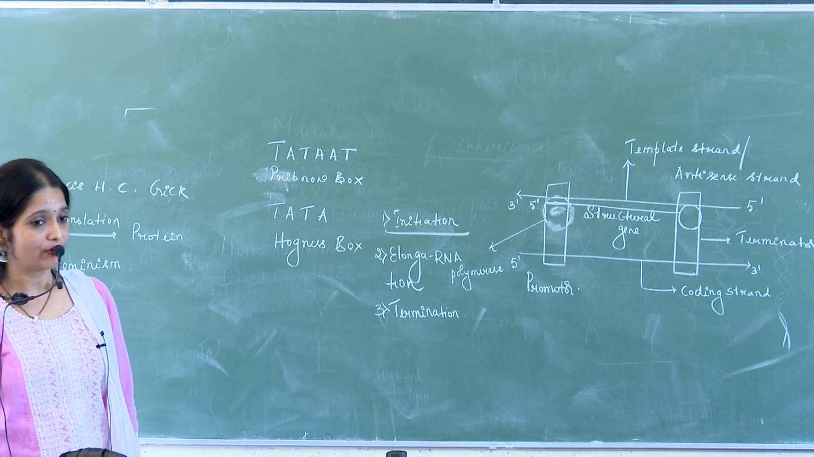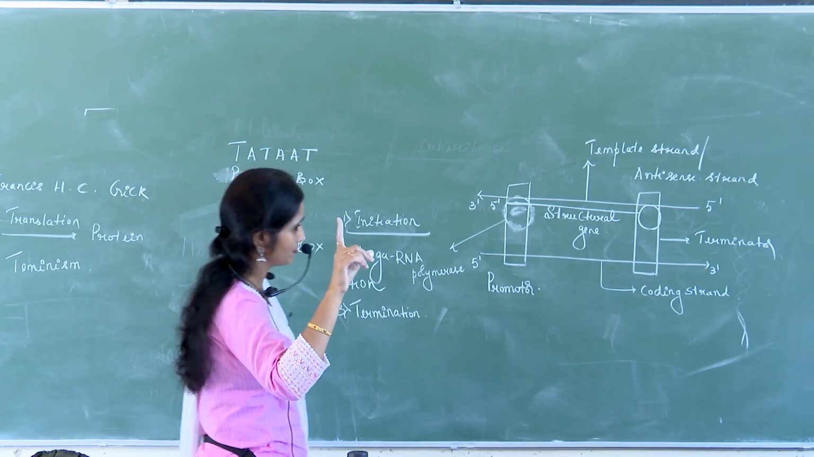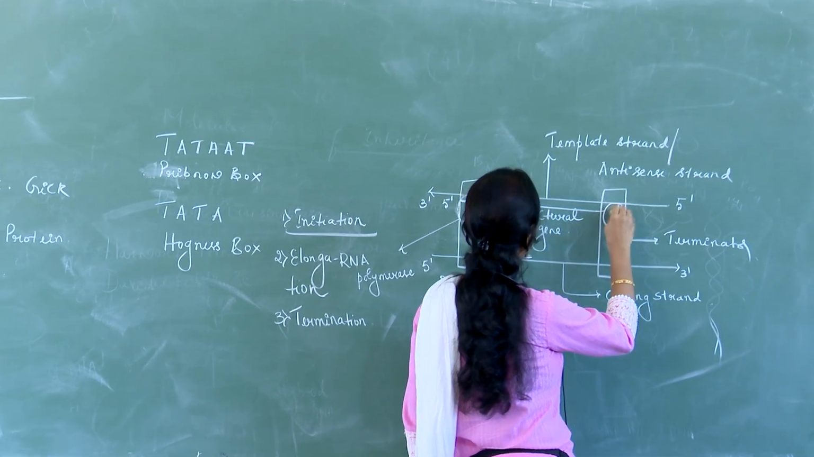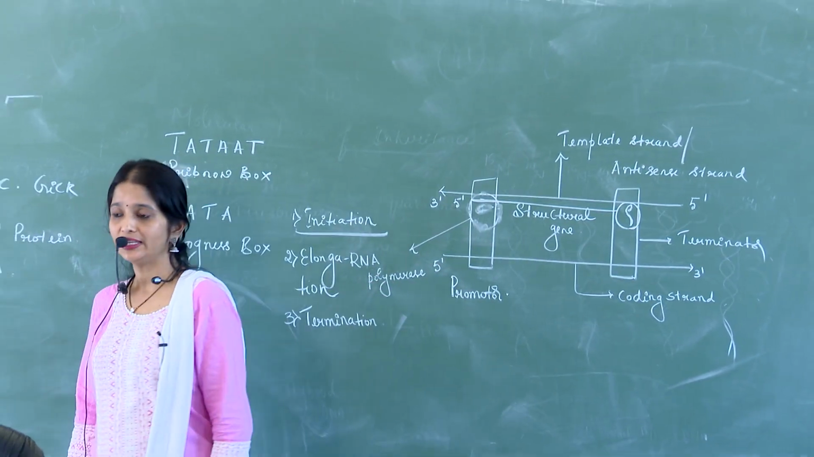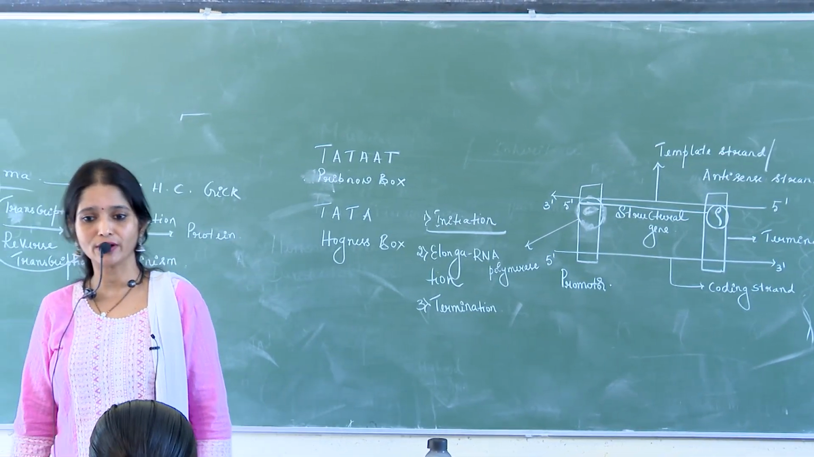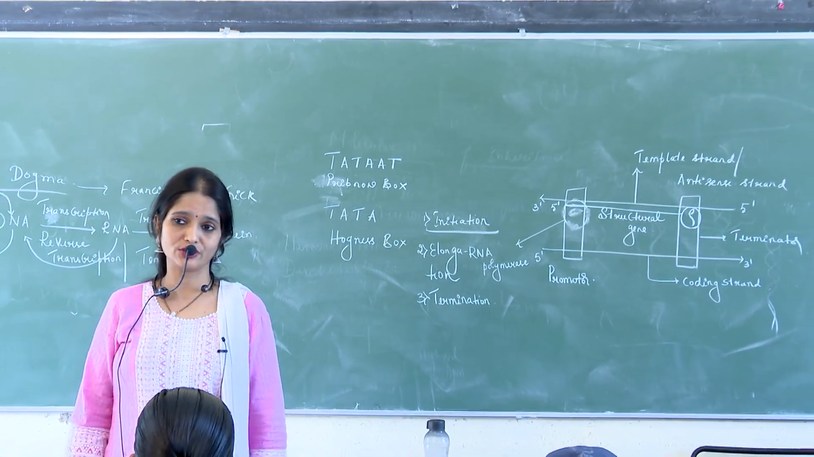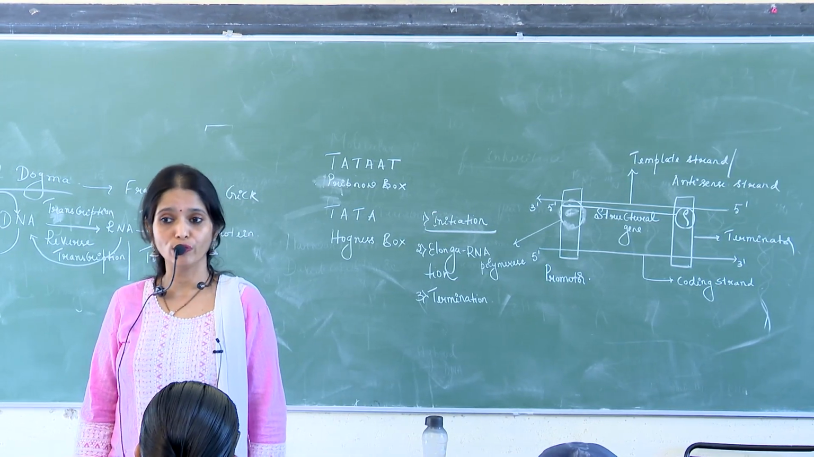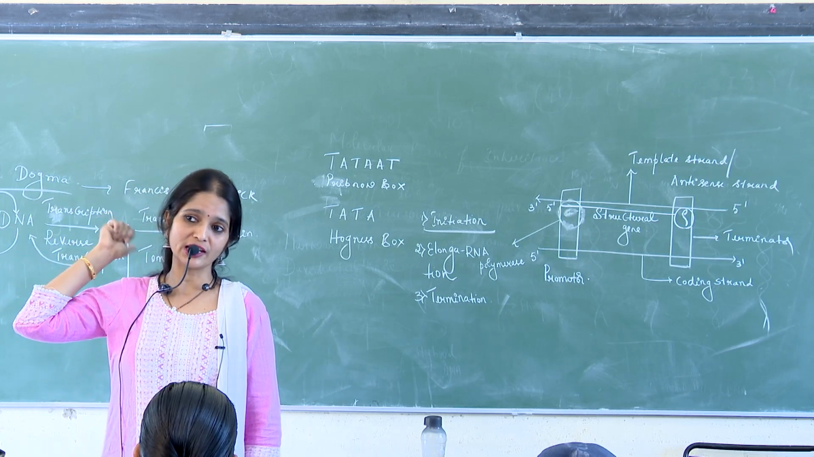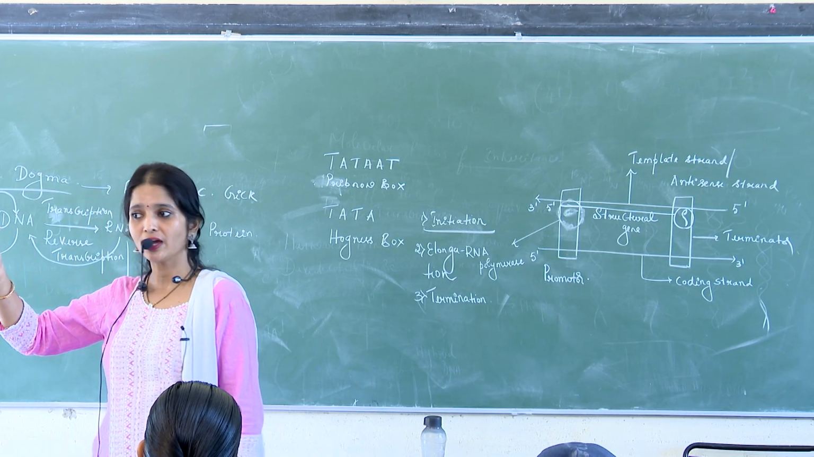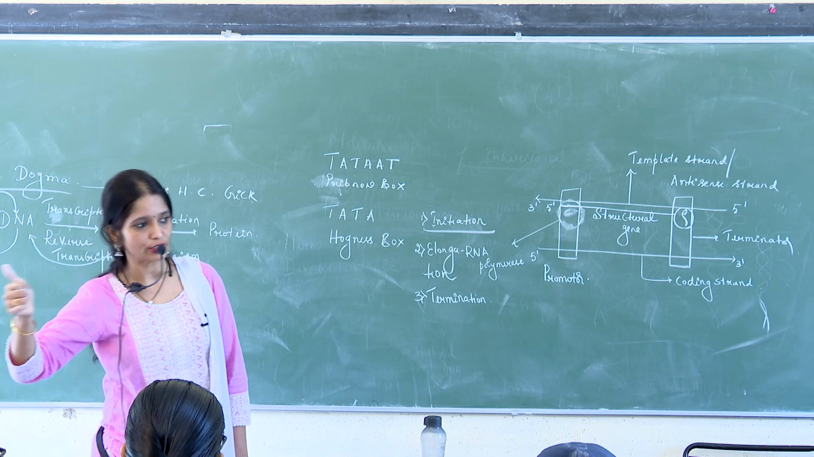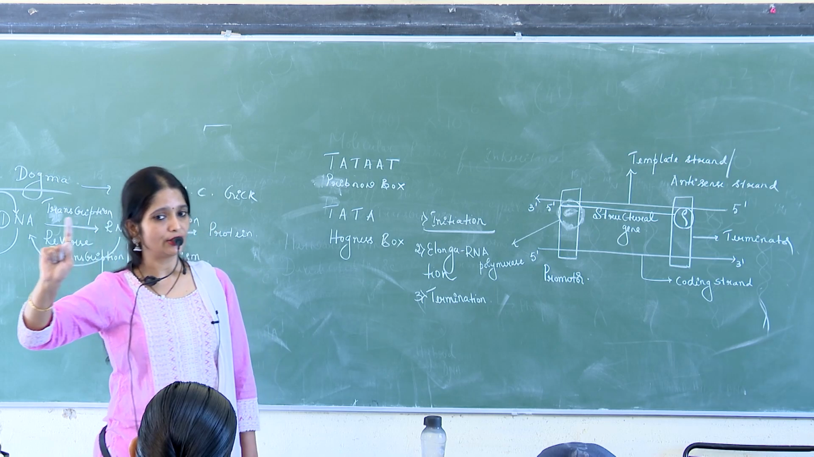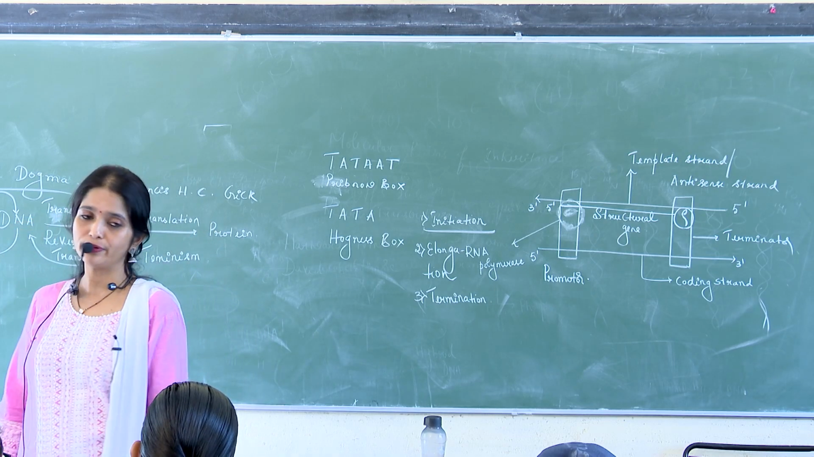And at that time one factor binds to it. This factor is known as the rho factor. In initiation, which factor helps? Sigma factor. In termination, which factor helps? Rho factor. In initiation, which enzyme helps? RNA polymerase. In elongation also RNA polymerase. In termination also RNA polymerase.